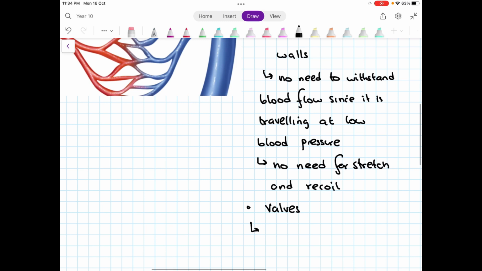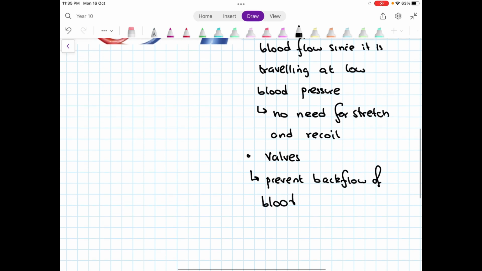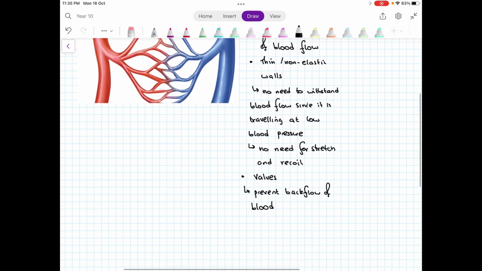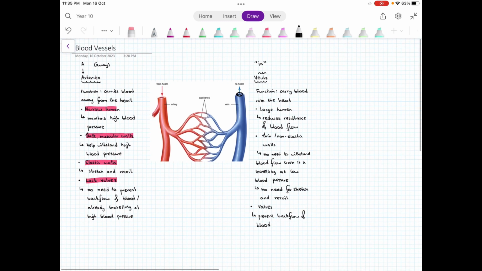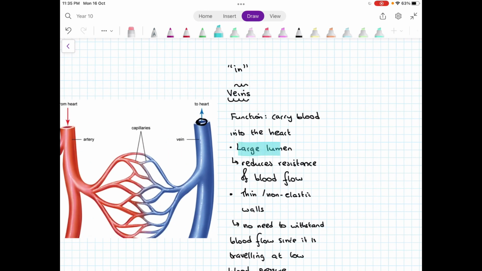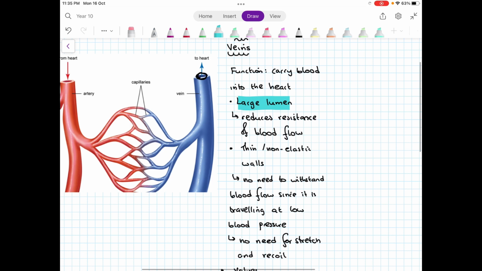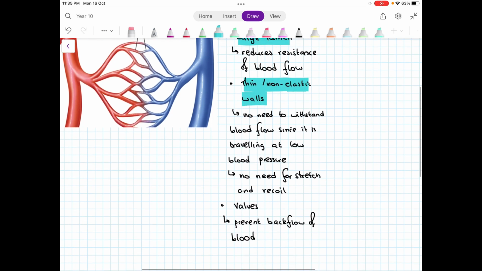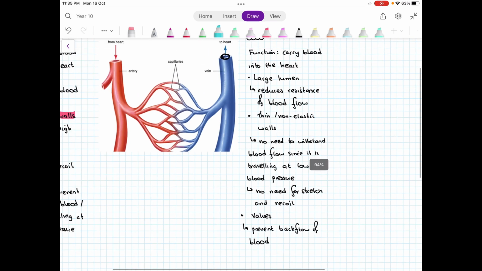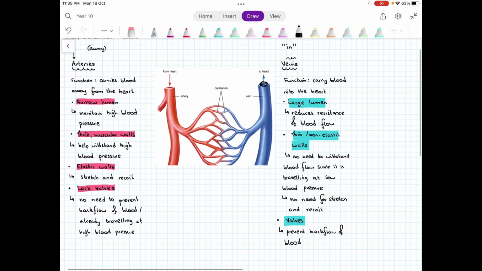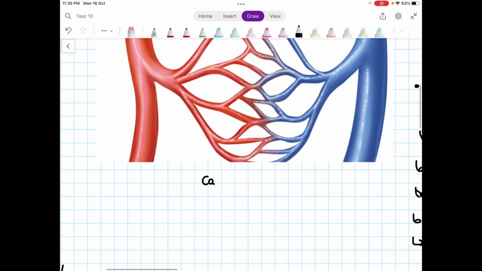But then again, veins do have valves. And they're there to prevent the backflow of blood, to ensure that it flows in the correct direction. So large lumen, thin, non-elastic walls, and valves are some of the features of veins.